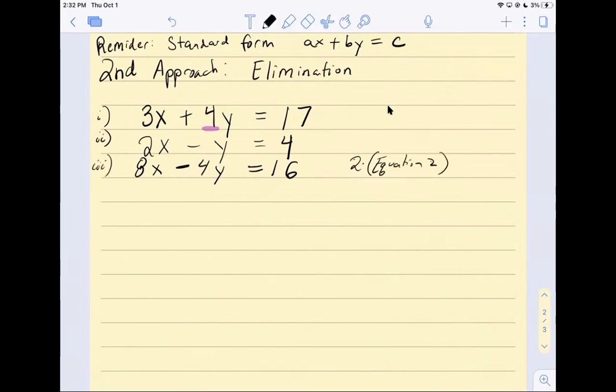And now you can combine equation 1 plus equation 3. And as you do that, you get 11x is equal to 33. Okay. And now you can solve, and you get x is equal to 3. And now that we have x equals 3, what can we do with that information?